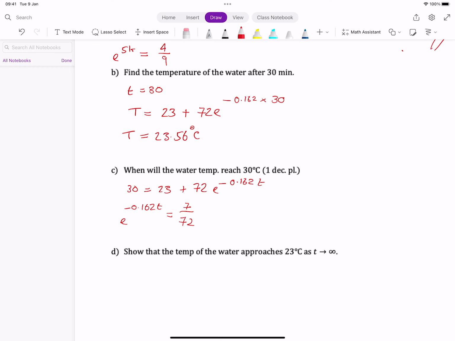Taking the natural logarithm of both sides, you should hopefully be able to figure out that t is going to be ln of 7 on 72 over minus 0.162. So ln of 7 on 72 over minus 0.162, we get 14.38. Oh, one decimal place, 14.4, pardon me. So 14.4, and now it's minutes.